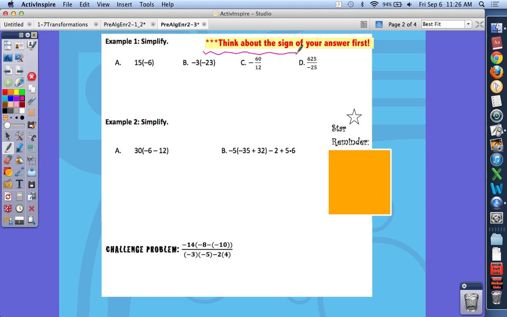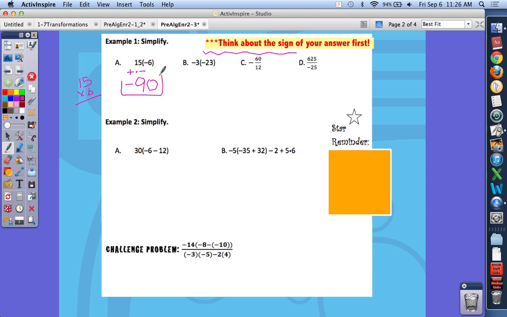Then do the multiplication like you'd know regularly. So for A, 15 times negative 6, well, I have a positive times a negative. That's going to end up getting me a negative. And now just do 15 times 6. If you need to write it down over here, go for it. 15 times 6 is 90. So it's a negative 90 here.